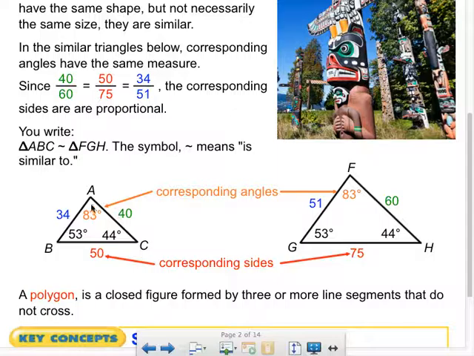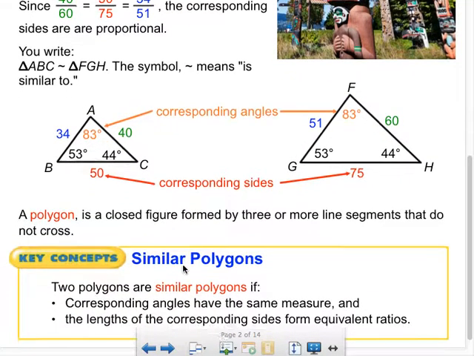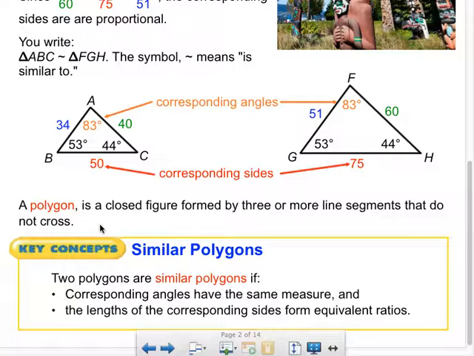All right, so the side that corresponds with AB is what? Class? What's the side that corresponds with the side AB? FG, very good. What's the side that corresponds with CB? GH, very good. What's the side that corresponds with CA? FH, very good. So here's the rule about similar polygons. Now, before we move on to the rule about similar polygons, a polygon is a closed figure formed by 3 or more line segments that do not cross. So the polygon with the least number of sides is the triangle, and then it just goes up from there.